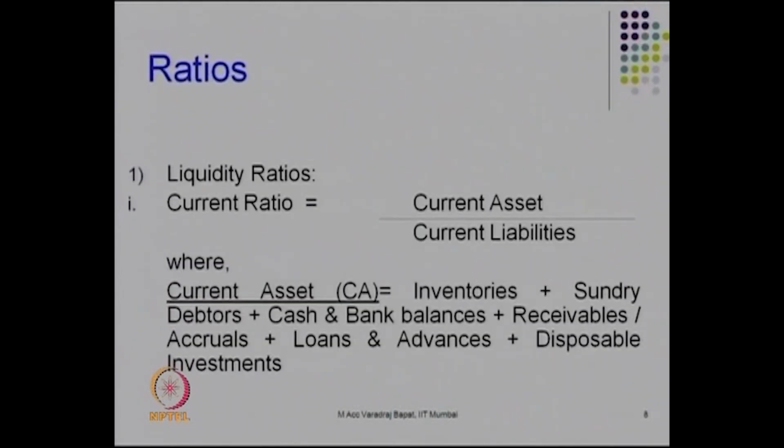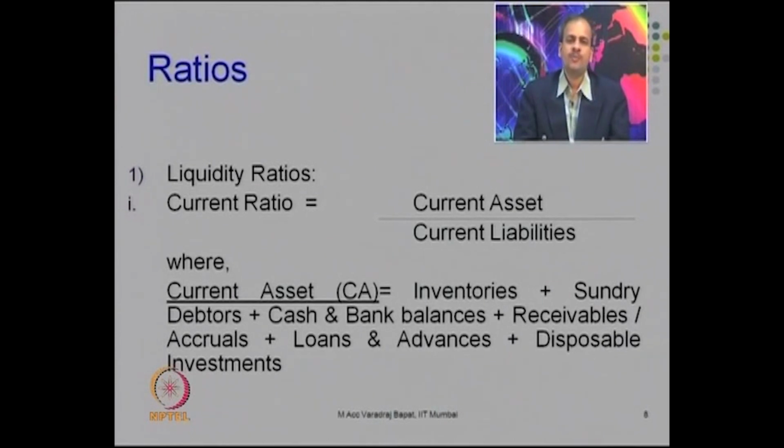So first example of liquidity ratio is current ratio. This is a very simple ratio which links current assets to current liabilities. You all know what is a current asset. So in this, examples are given that it includes inventories, sundry debtors, cash balances, loans, short-term investment, and so on. These are those assets which can be liquidated in maximum 1 year.